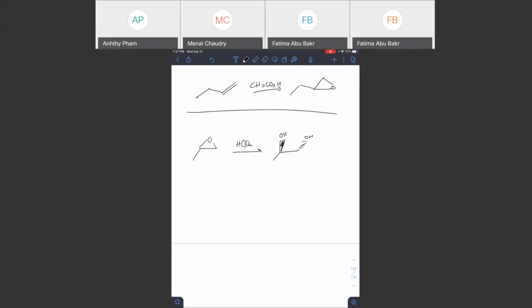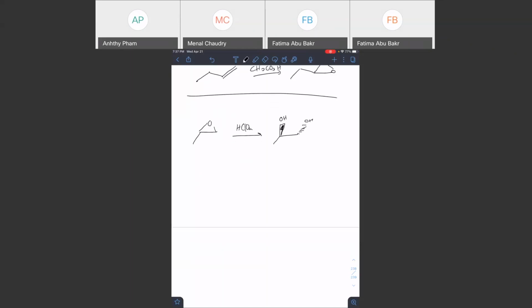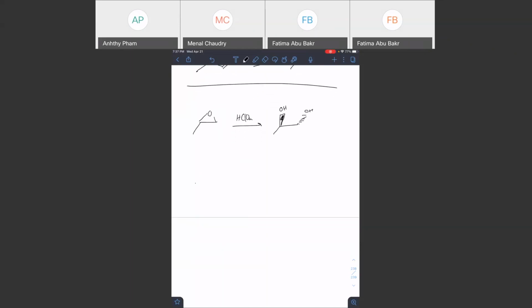But if you want two OHs that are cis to each other, all you have to do is take the double bond, and straight from a double bond, you're going to use OsO4, and that gives you two cis OHs in those positions. So again, this is the syn and this is the anti, and you'll want to keep that in mind for your retrosynthesis.